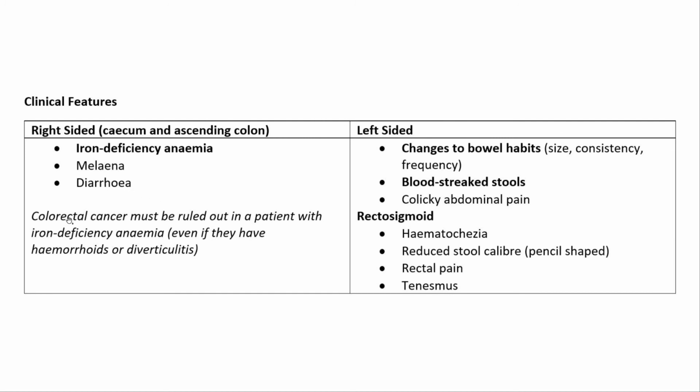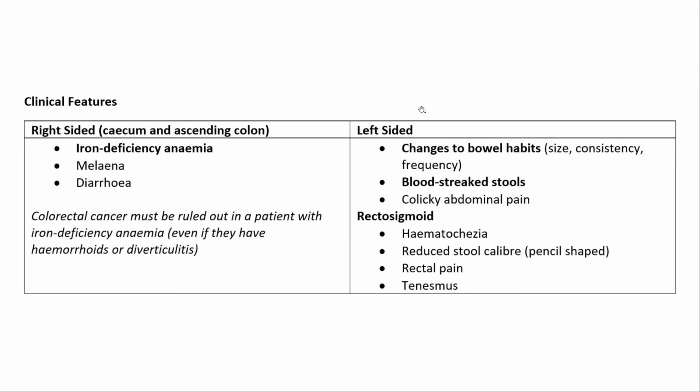And if a patient has iron deficiency anemia, you need to rule out cancer, even if they have hemorrhoids or diverticulitis to suggest that's where the blood's coming from. You really should do a colonoscopy to make sure they don't have cancer as well.